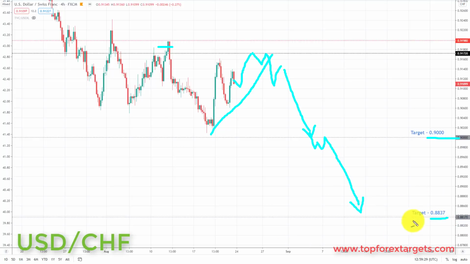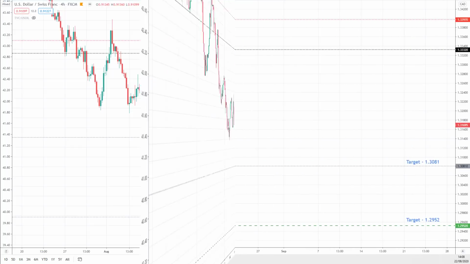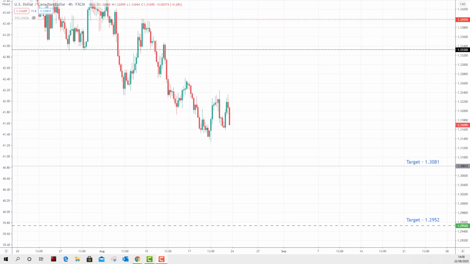Just bear in mind, to come all the way down to the second target may take a couple of weeks. So next market we're going to look at is US dollar CAD.